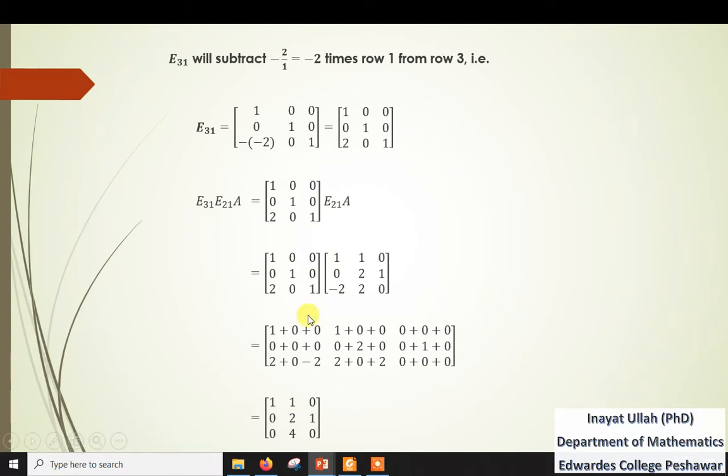So we have seen here that whenever this E31 is multiplied with E21A, it produces changes in this matrix E21A, and those changes are that this matrix makes this element, this minus 2, 0. So that is the effect of E31 on E21A.